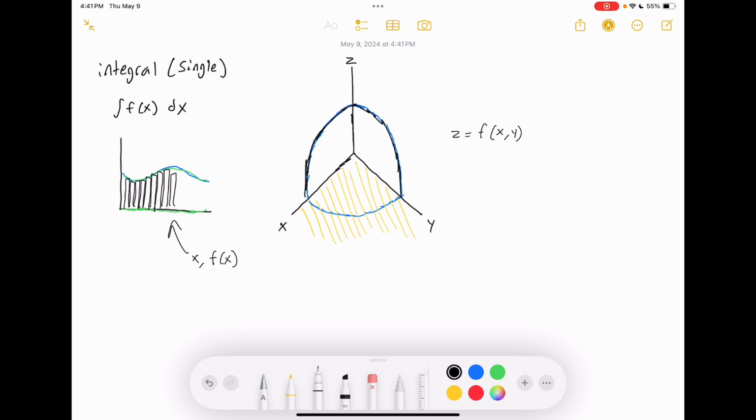With this one, we know the height is going to be z, and z is what? f of x, y. So the height of this prism is going to be f of x, y, and the width, well, that's just going to be x and y, right? The two other dimensions are going to be those two.